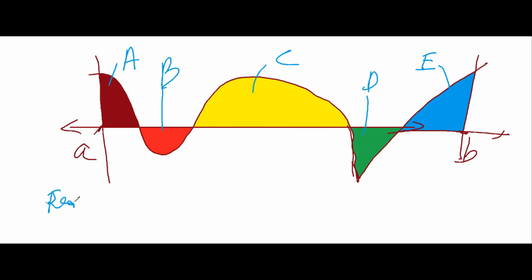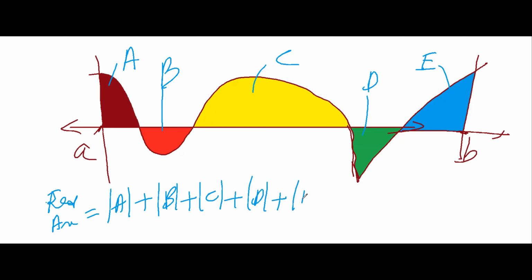So your required area will be mod of A plus mod of B plus mod of C plus mod of D plus mod of E. Why am I putting mod? Because this is negative, na? Area can never be negative. So you have to solve each of these separately, and then add all. Then you will get the final answer. Hope it's clear to you now, right?